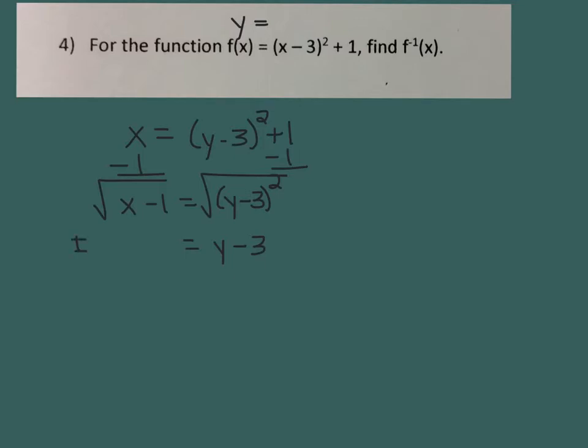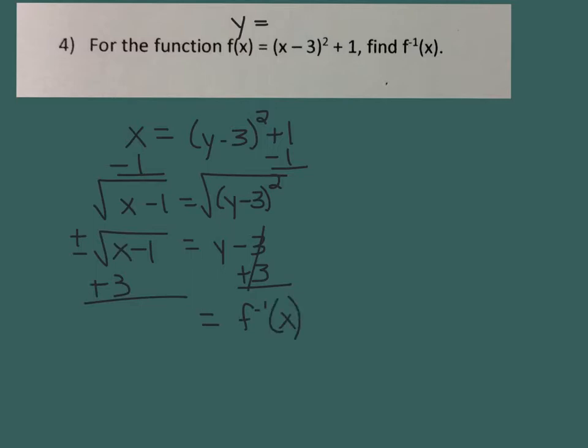Let me erase that and write that again. So we want to write our plus and minus in front of the radical x minus 1. Radical x minus 1 doesn't simplify, so we're going to leave that as is. And then to get the y by itself, let's just add 3 to both sides of the equation. So instead of y, I'm going to write f inverse of x.